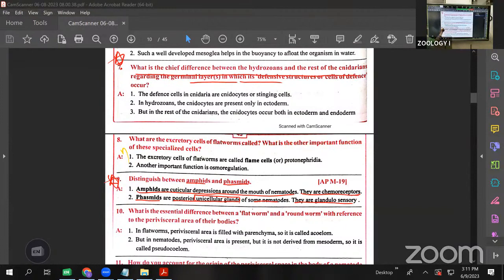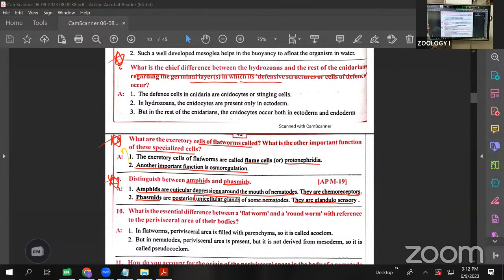The next one is also sometimes important. What are the excretory organs of the flatworms? Flatworms means tapeworm, and the next one is Fasciola and so on. They are the flatworms. What are the excretory cells in the flatworms? Mainly the flame cells, also called protonephridia, are present for excretion. Another important function is osmoregulation. The excretory organs in the flatworms are the flame cells, the protonephridia.